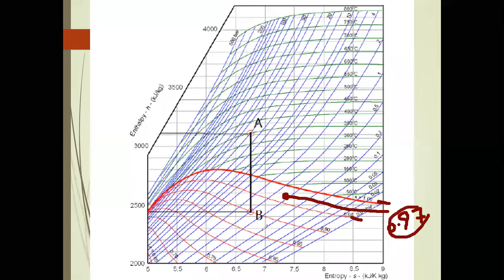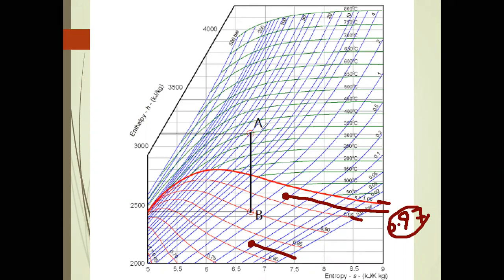So in the same manner, suppose it is at this point. So it will be in between. So you have to calculate like this. The first thing is, what is the final condition? The final condition is wet steam and the dryness fraction is 0.9. The next question was, what is the enthalpy drop?